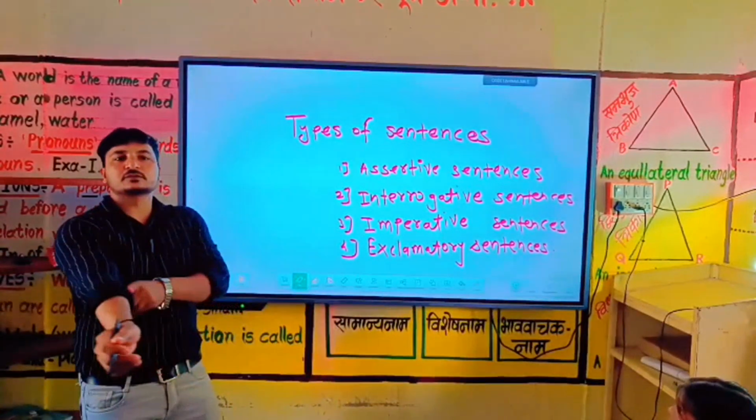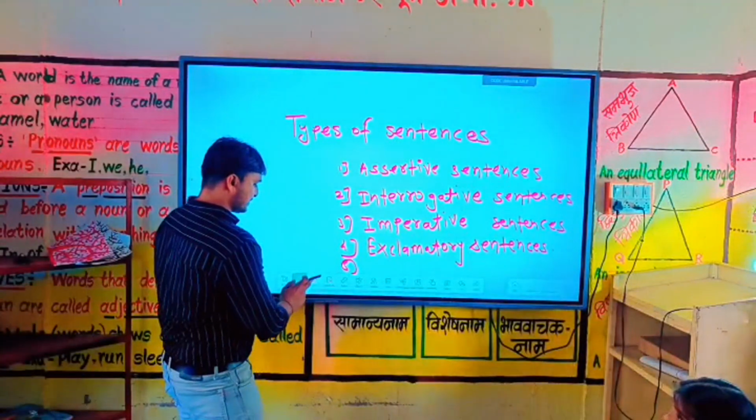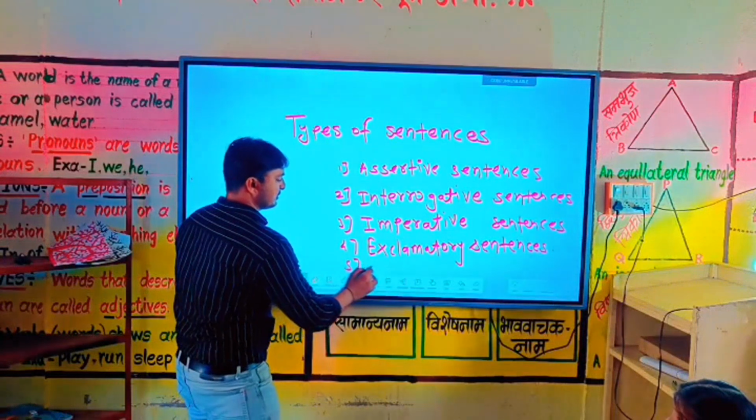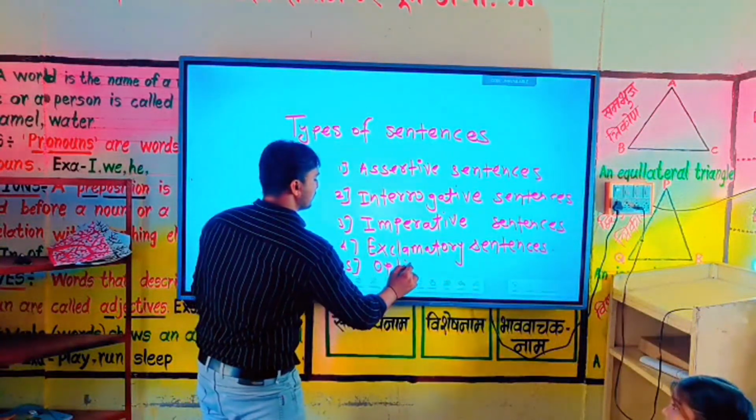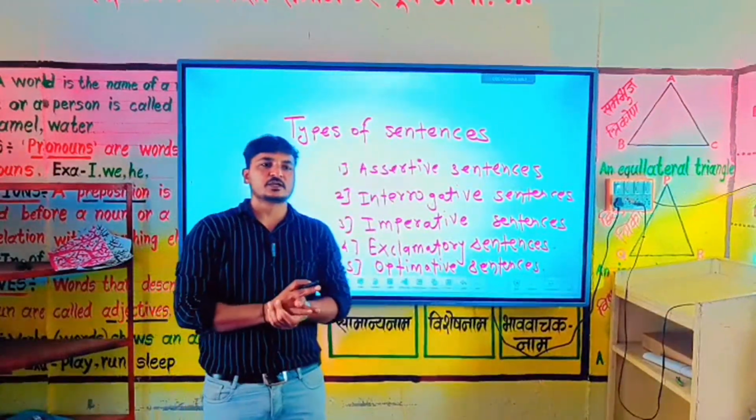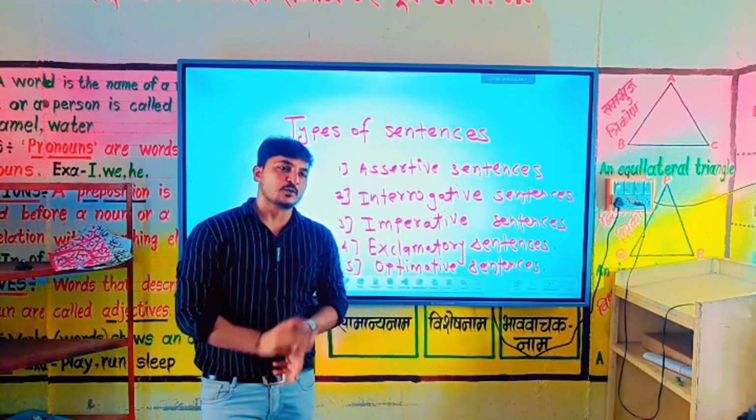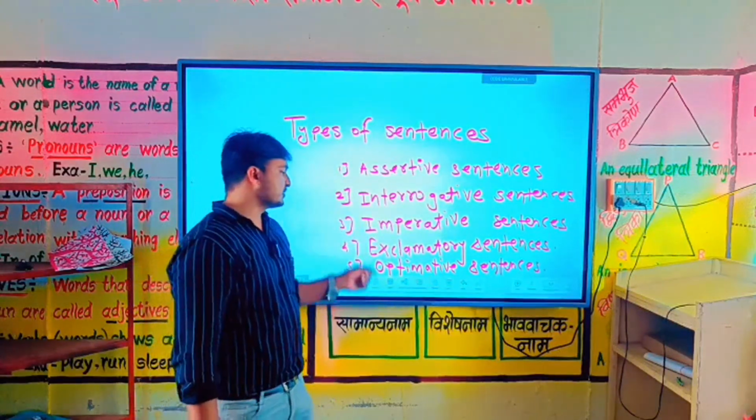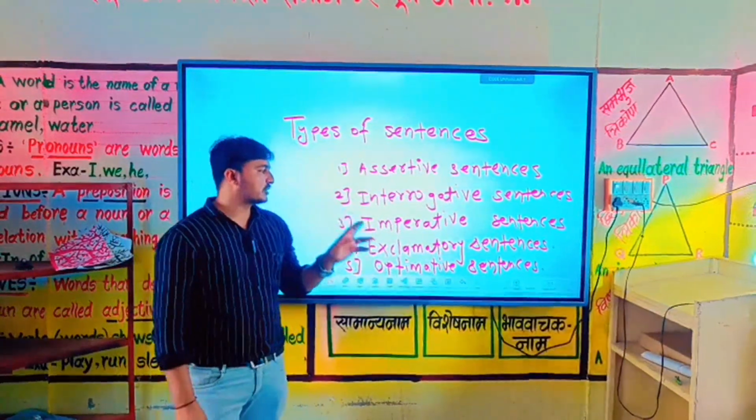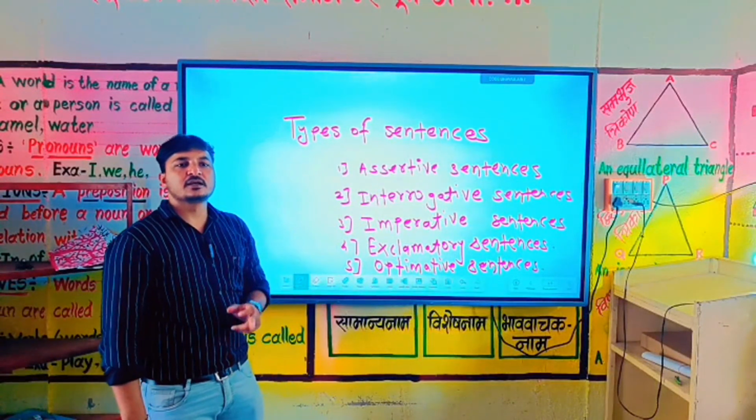Okay. So the last one is, do you know there are five types? So which is the fifth one? That sentence is called optative. The five types of sentence. Everyone tells you, including me also, that there are four types, but actually there are five types. So first is assertive sentence, then second is interrogative sentence, then third is imperative, fourth is exclamatory, and the last one is optative sentence.